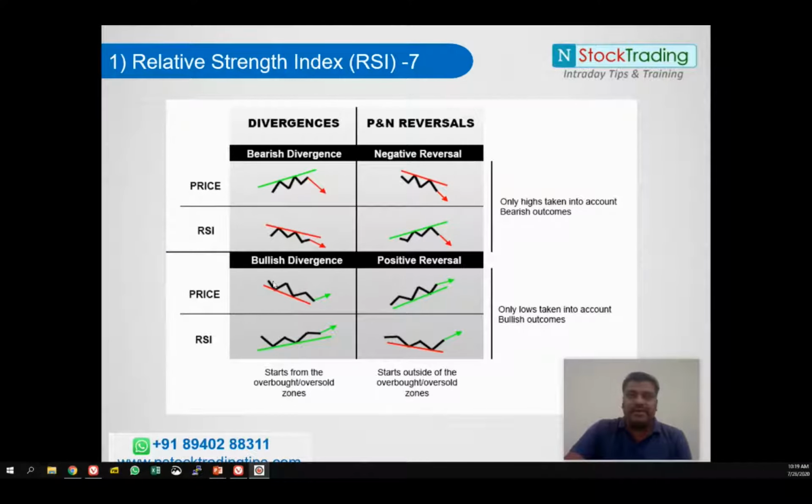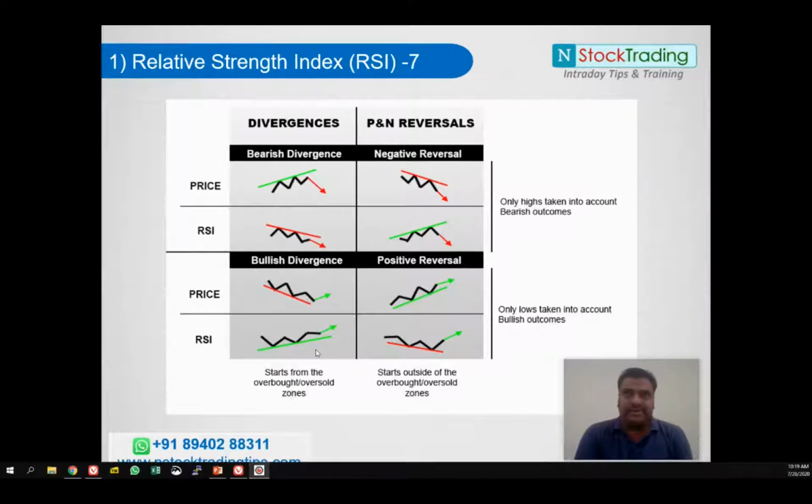In the same way, for a bullish divergence, the price comes down, but RSI goes up. And this happens in the oversold zone. What it means is that the price will go up. So divergence always happens at the overbought and oversold zones, and it means that the price is about to go in the other direction. This is what we call bearish divergence and bullish divergence.